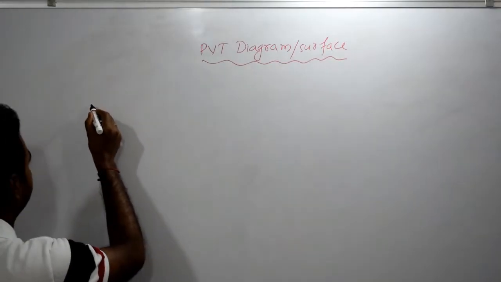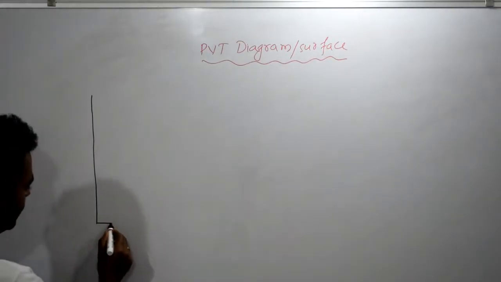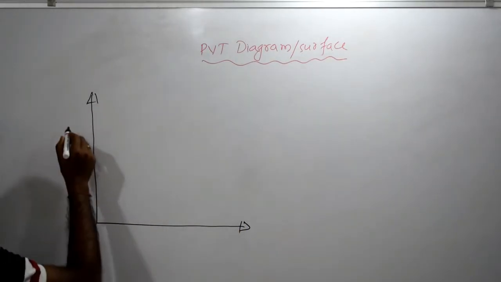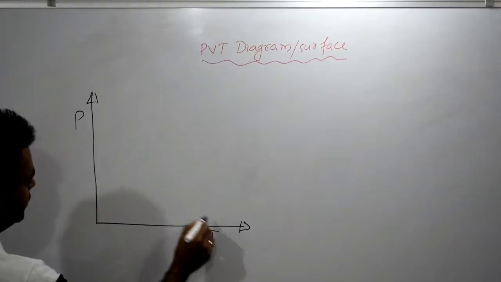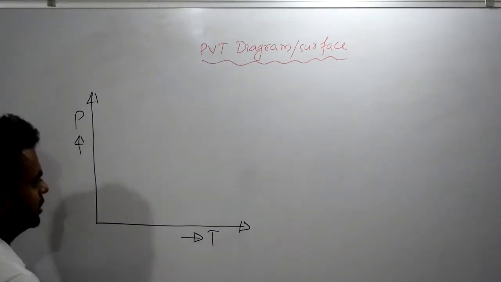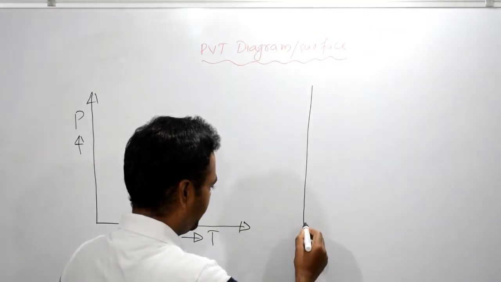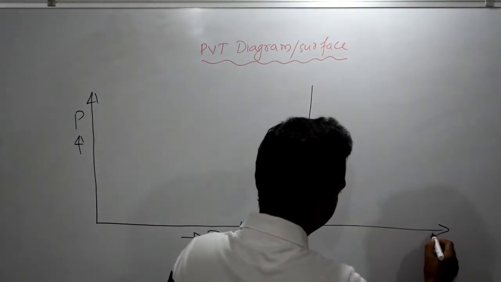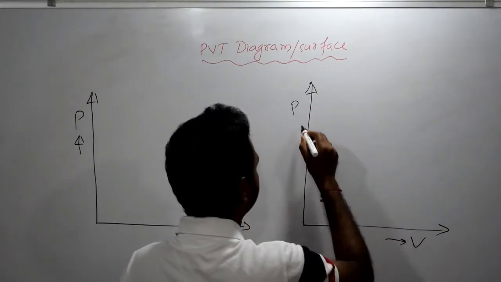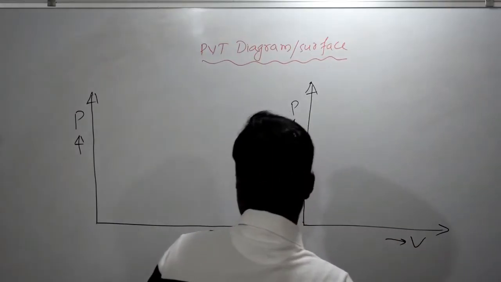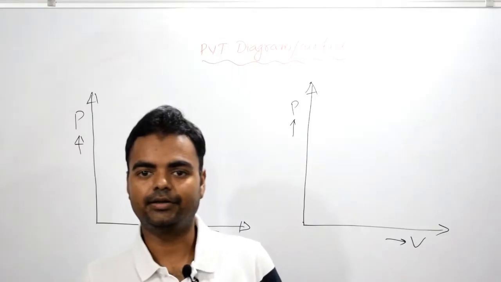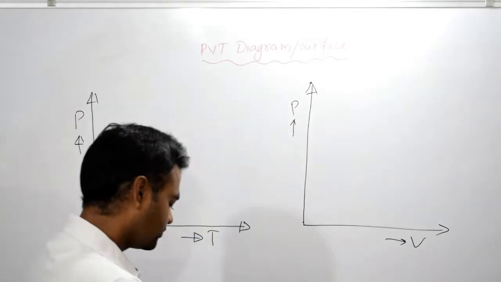So let me draw. I hope you can see one diagram here. Here we are considering PT: P on the y-axis and temperature on the x-axis. Another diagram I am drawing is PV, pressure and volume. Pressure on the y-axis and volume on the x-axis. I hope you can see both the diagrams.